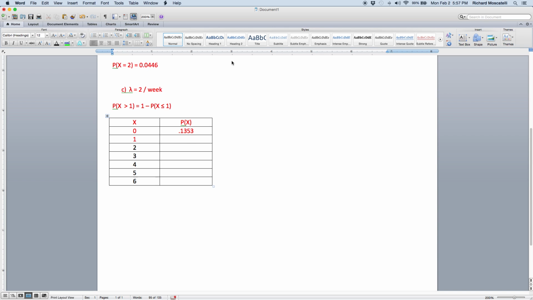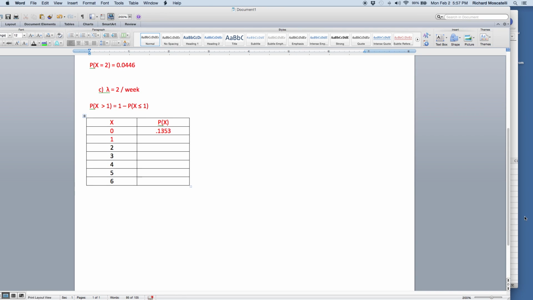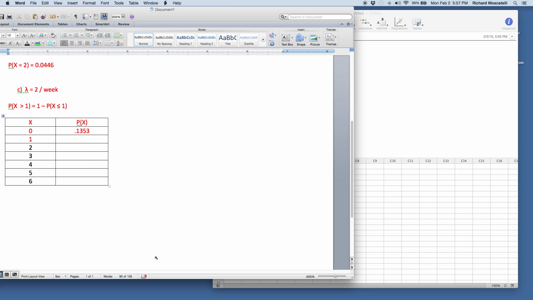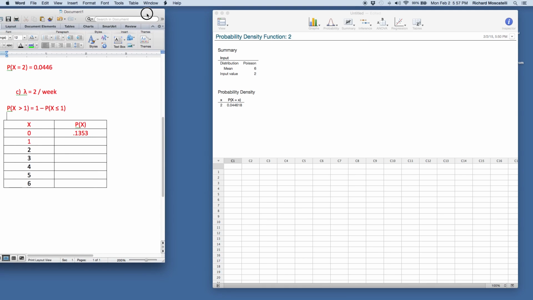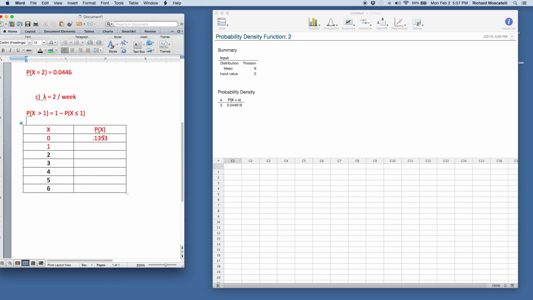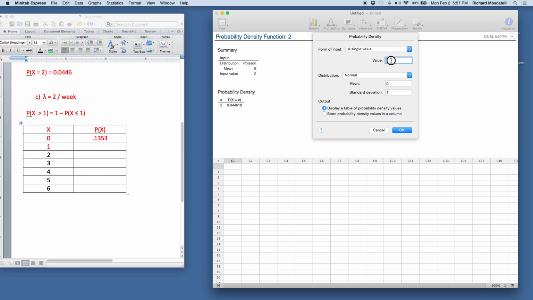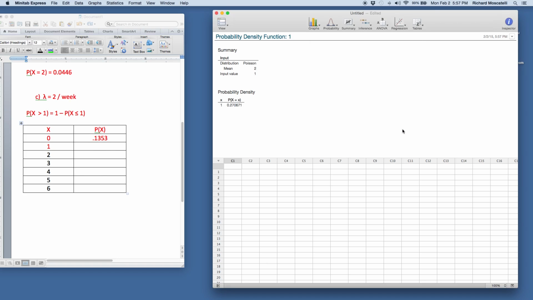So if you want, you can do this a couple of different ways. You could first work this, if you want, by just finding the probability for 1. So we could do that. And then after you find the probability for 1, just add them together, the probability of 0 and the probability of 1. So if you want, you can just go to probability here and go to probability density function, single value. Yeah, the value is 1. It's Poisson with mean 2. And get this value right here and say, okay. It crunches it. There it is, 0.2707 if you round it.